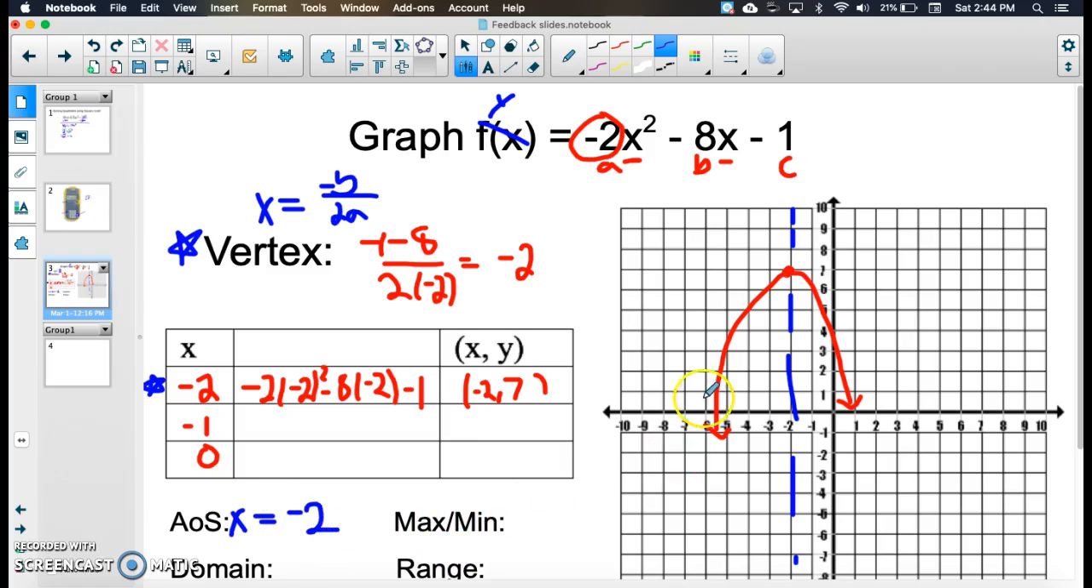Your max or min, if you look at the vertex, is at the highest point on the parabola or the lowest point on the parabola. This is the highest point, so it's a maximum, and it's happening at y equals 7. Domain: parabolas open up forever, so it's going forever from left to right, so it's all real numbers. And then range is very similar to the max. You're looking at that highest point, and then the parabola is existing for all the numbers lower than 7. So y should be less than or equal to 7.